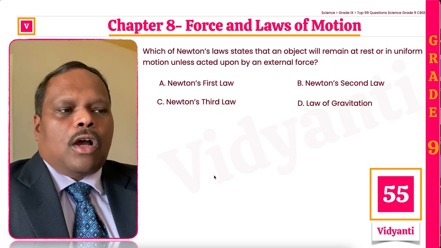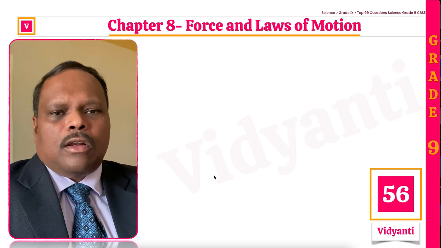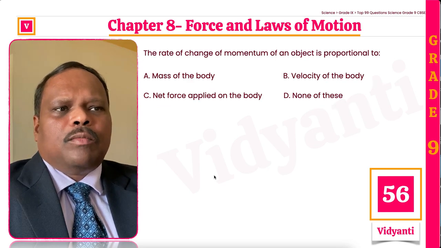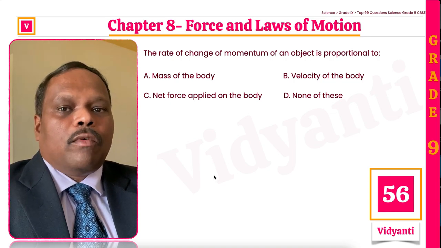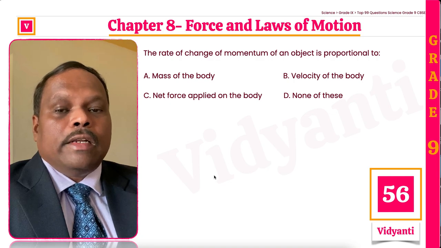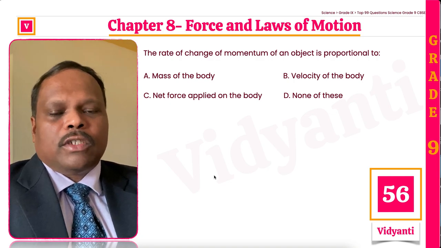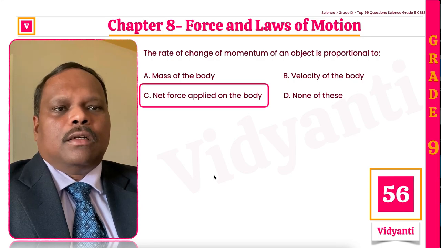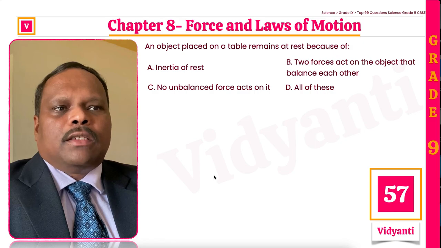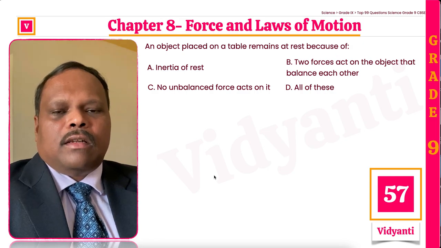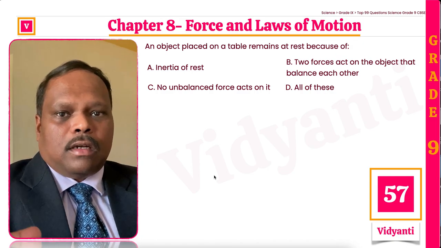Which of Newton's laws states that an object will remain at rest? That will be the first law, law of inertia. Rate of change of momentum is proportional to, well, according to the second law, the net applied external unbalanced force, so that would be net force, which is option C. An object placed on a table remains at rest. Well, law of inertia, it will continue to remain at rest unless somebody applies force on it.